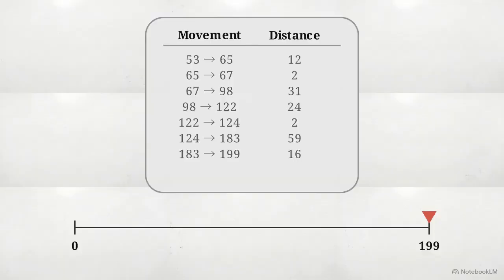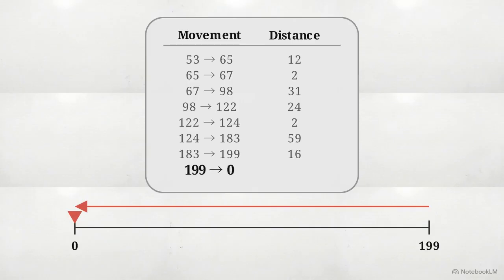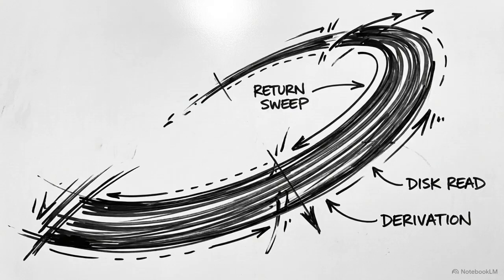Even though no data is read, the mechanical movement still occurs. You must log the distance from 199 back to 0. That is a 199 cylinder penalty. This reset cost is the defining characteristic of C-scan. It is an intentional mechanical sacrifice made to alter the drive's performance profile.